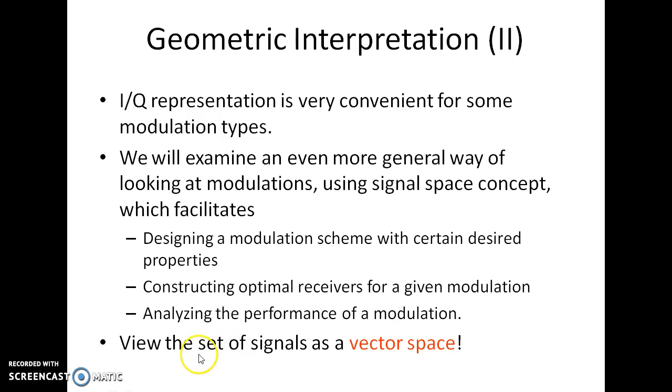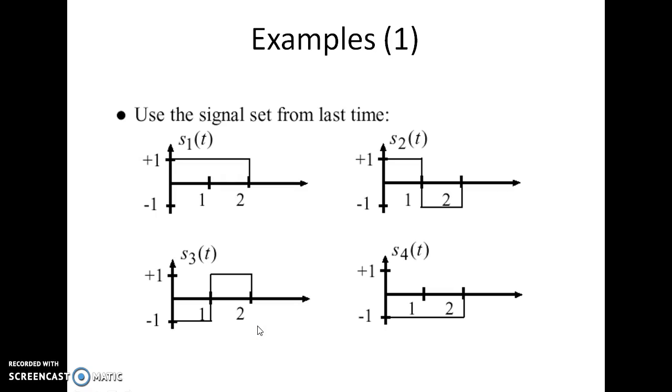So let us try to view the set of signals in a vector space using the signal space concept. What could be the help of this? For any modulation scheme having certain desired properties, you can design that modulation scheme. You can put the distance between 2 points and so on. You can design your modulation scheme to have a certain property, and you will be able to examine it easily using the geometrical space representation. So you can construct your optimal receivers and analyze the performance of the modulation.